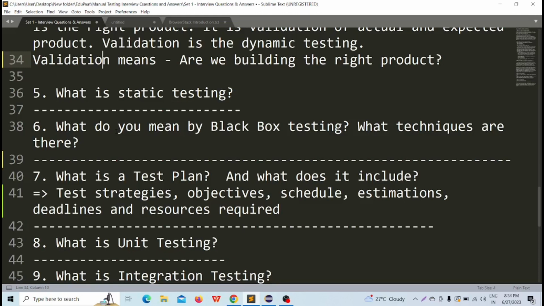And also the main aim of static testing is that we do static testing to prevent defects. Okay, so this is called static testing.